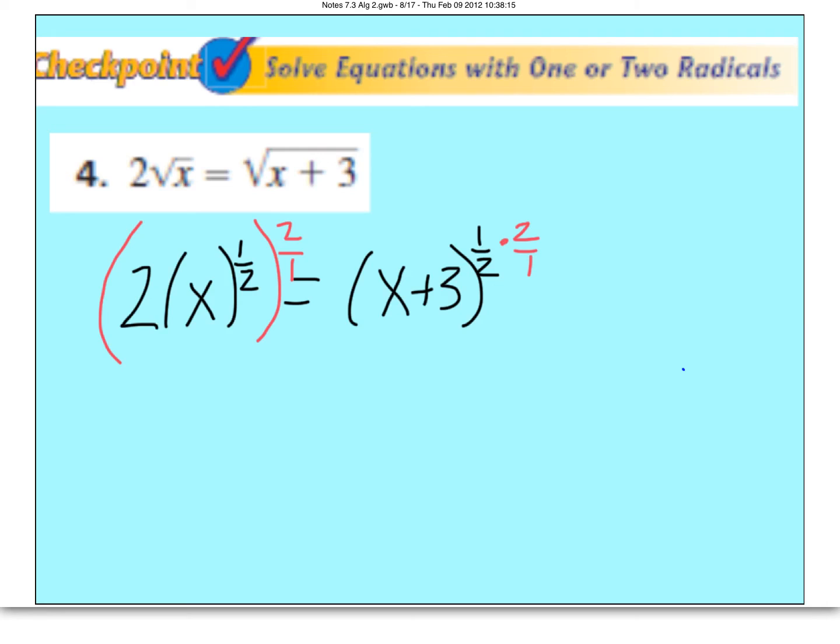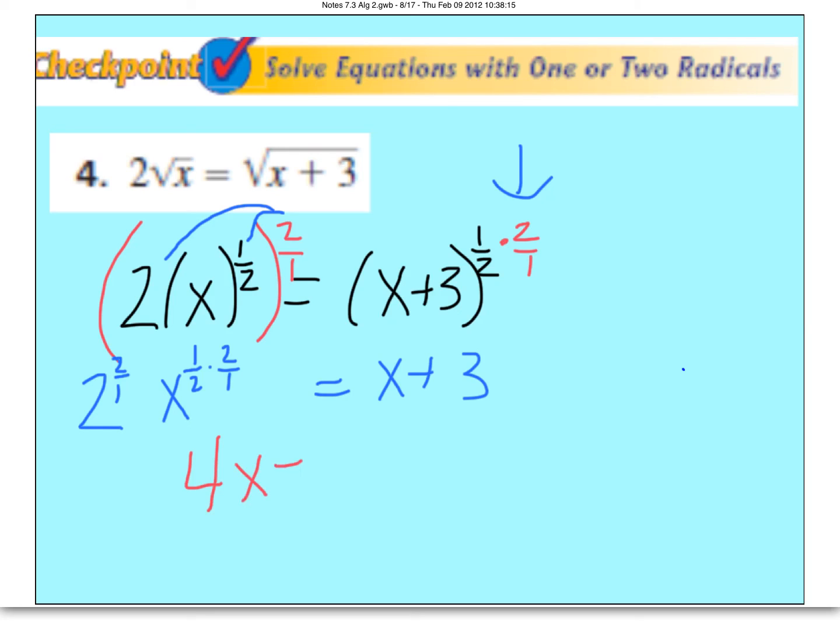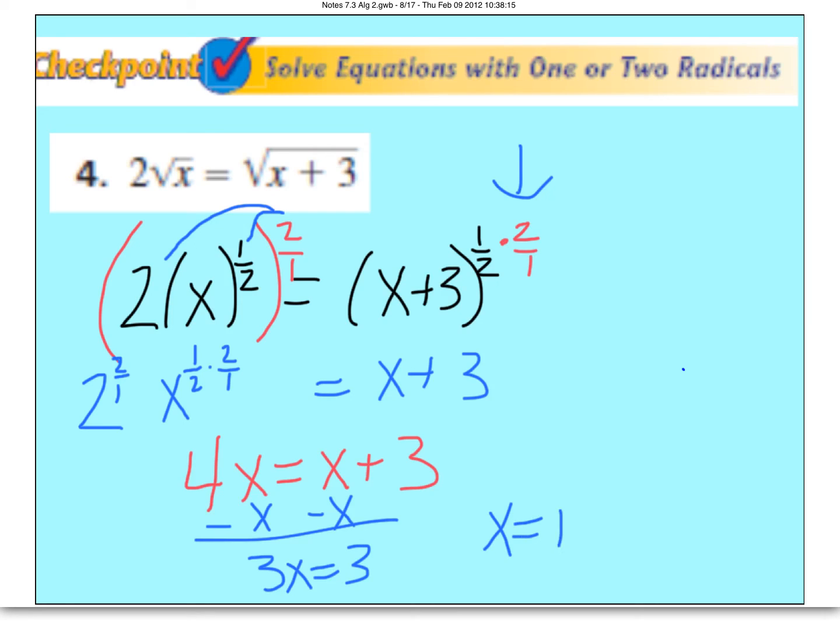When I do that, this side here, those just naturally drop out, so that's very clean. The left-hand side, you have to be careful. This 2 over 1 goes there and there. So it would be 2 to the 2 over 1, and then x to the 1/2 to the 2 over 1. Clearly, the 1/2 and the 2 over 1 for the x cancel out, but careful, 2 squared becomes 4. So it's 4x equals x plus 3. To solve this one, I think I'll move the single x over, so I'll subtract x here. And then wrap it up by dividing by 3 on both sides, and I'm going to get x equals 1.